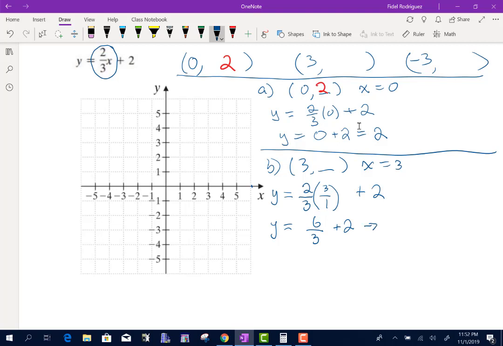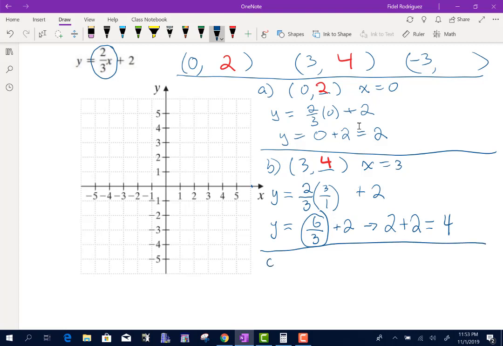Let's keep going. 6 divided by 3 is 2. And 2 plus 2 is 4. So notice, even though we had a fraction, we came up with a nice, pretty number like 4. So I'm going to put 4 right there. Okay. Now, I'm going to do this a third time.